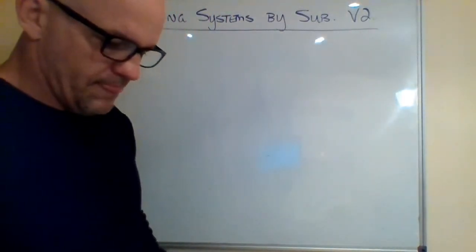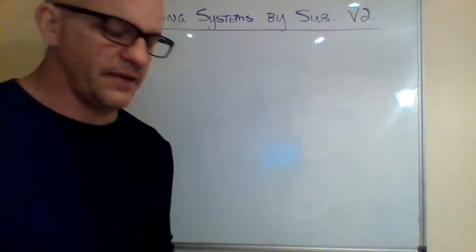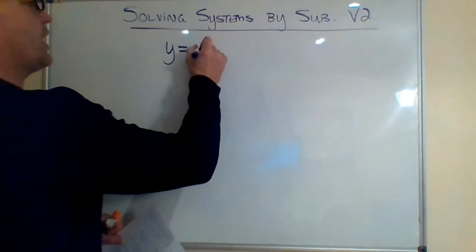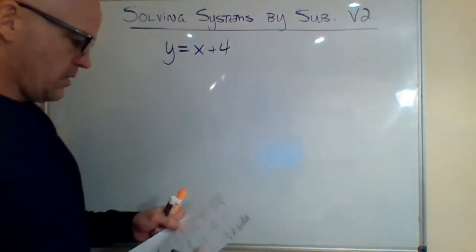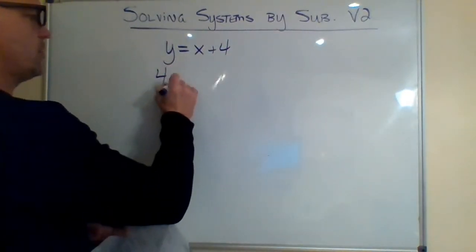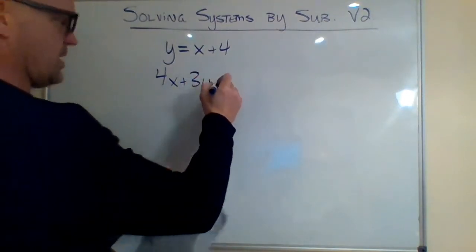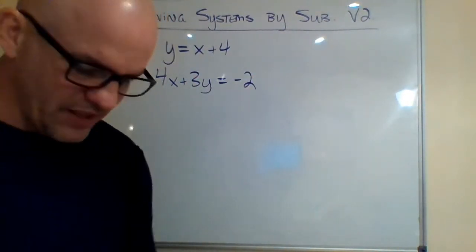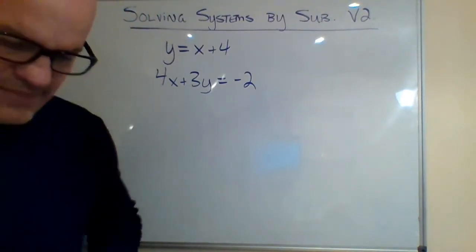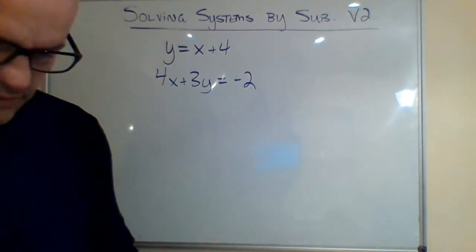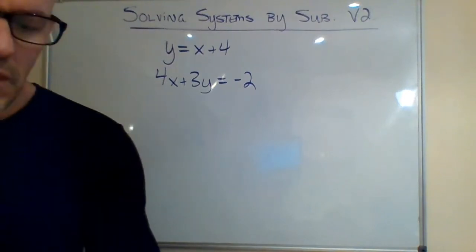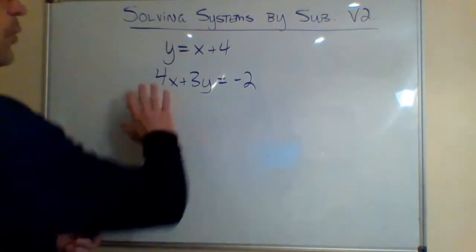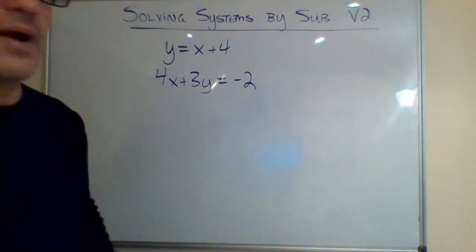Now, this one, slightly different look to it. So we have y equals x plus 4. We have 4x plus 3y equals negative 2. Now, in this situation, there's really only one way we can approach it. Let me try another color here, see if this red will work. So, in this situation, I have y equals x plus 4. The other one is not set equal to a variable. It's not a problem, though.